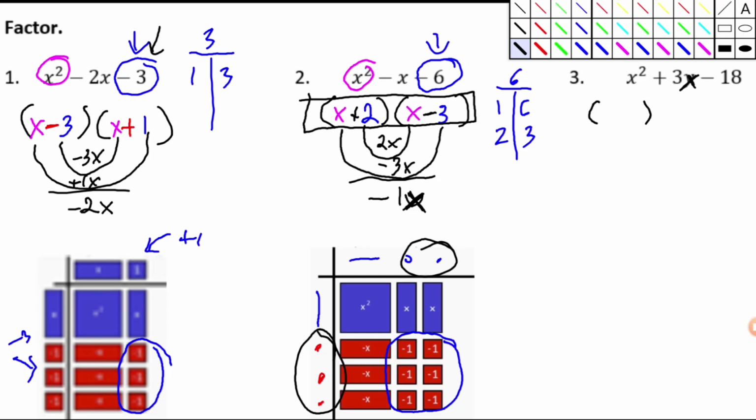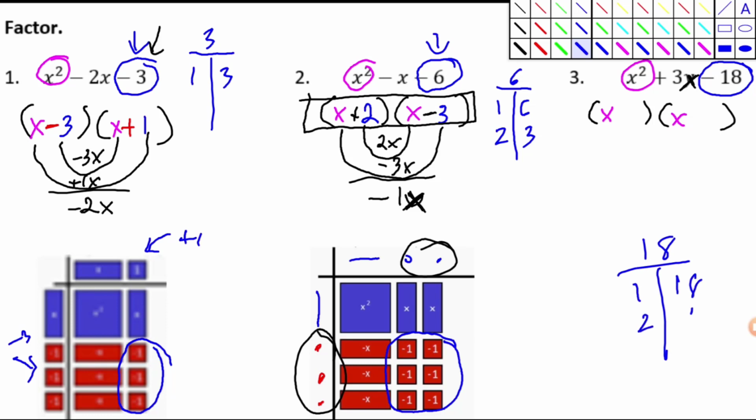Again, let's factor this. And there's no picture on the bottom to help us out, but let's take a first look at our x squared. So we have x times x. That's beautiful, nice and simple. What about that -18? That -18 means we need a positive and a negative. First, let me figure out what the factors of 18 are. 18 is 1 times 18, 2 times 9, 3 times 6, 4, 5, nope, that's it.